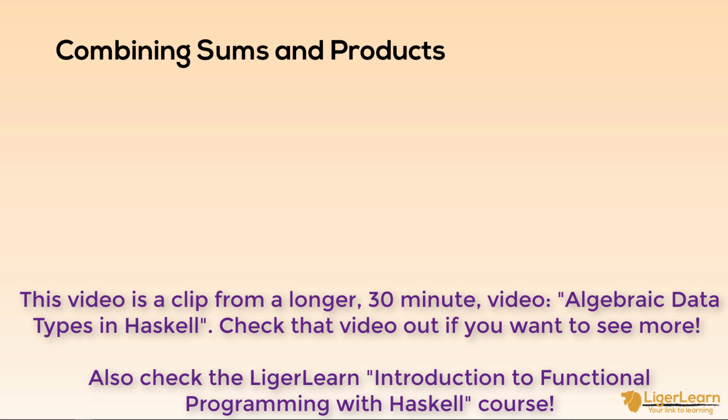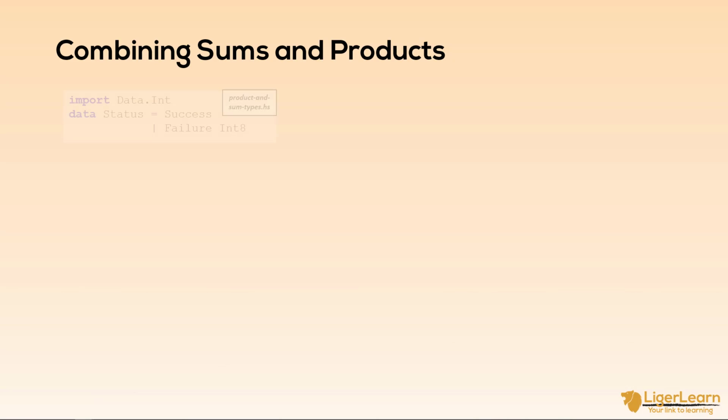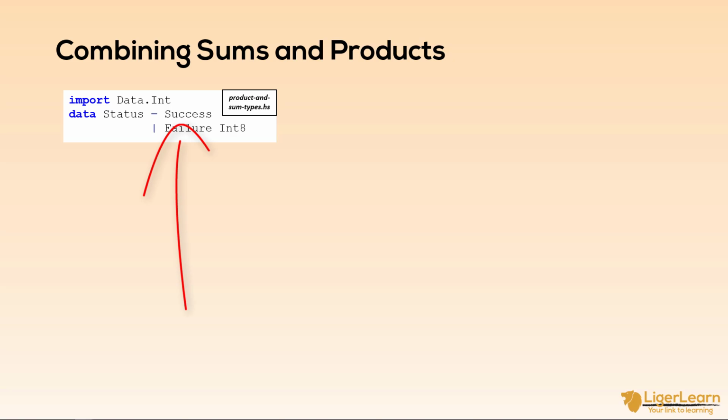Let's now look at some contrived examples to further our understanding of sum and product types. In this example, we are creating a type called status, which is supposed to represent whether something succeeded or failed. Status is a sum type, since it can be either a success or a failure. We define a success using a nullary constructor, i.e. a constructor which does not have any arguments, and a failure with a constructor which takes an int8 argument. The idea here is that if there is a failure, we provide a failure code, which is an int8.